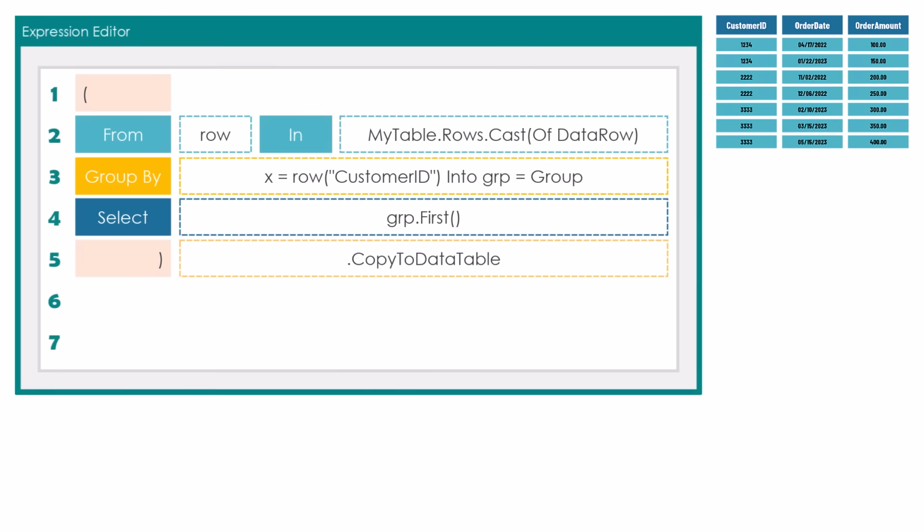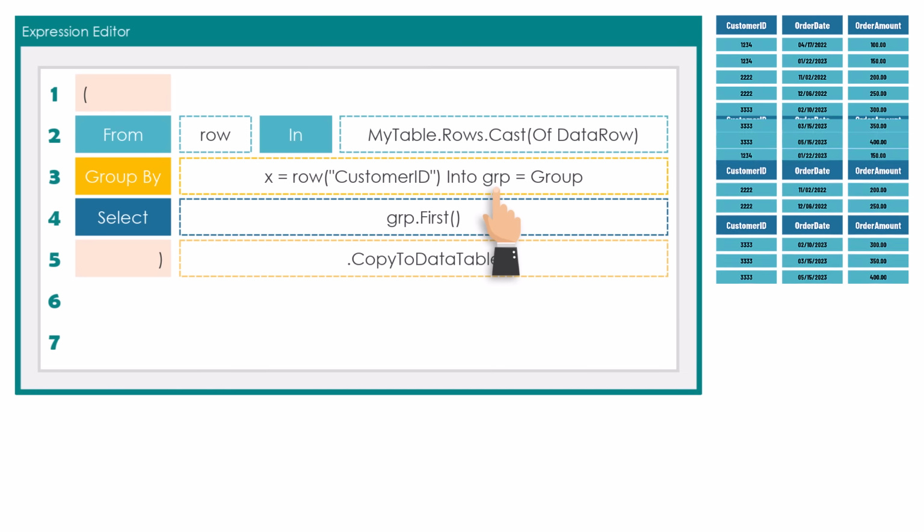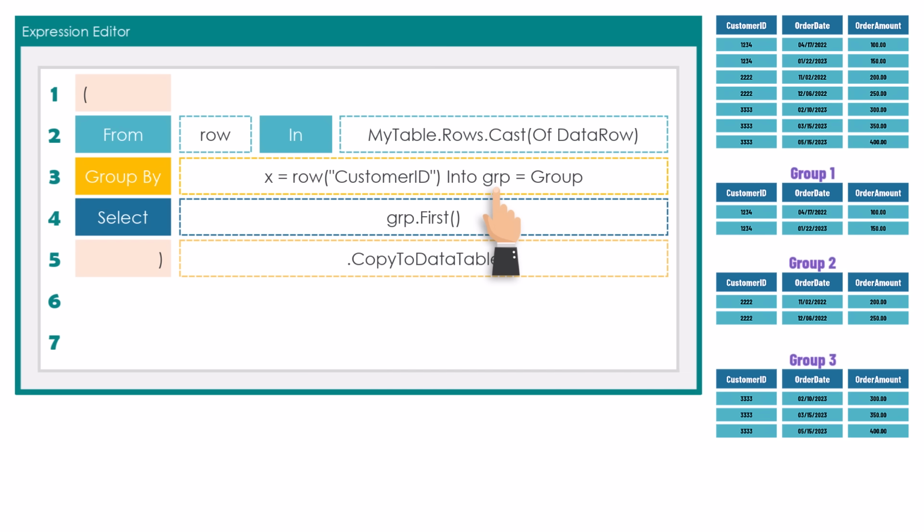This is the query to do that. As you see, I am grouping the rows by column customer ID. The groups will be stored in this variable. I have 3 groups in this variable for the 3 customers. Each group is of type IGrouping of data row. After that I use this variable with the method First, to get the first row of each group.